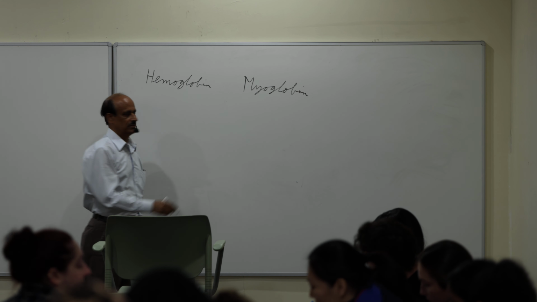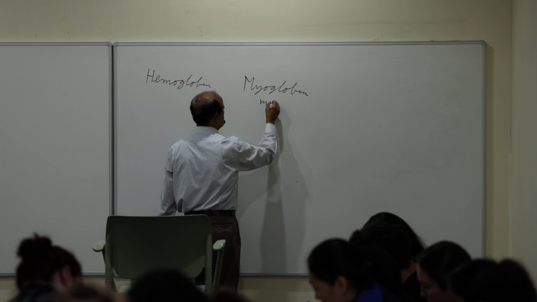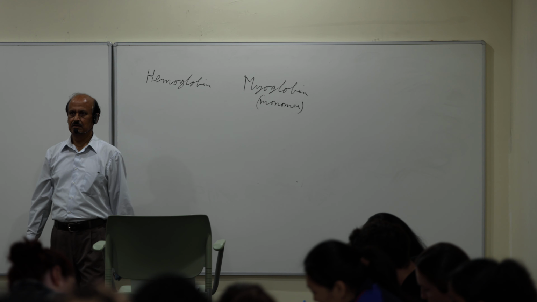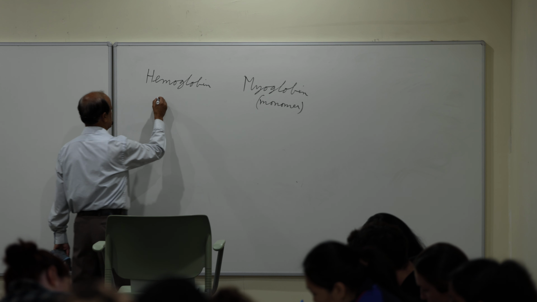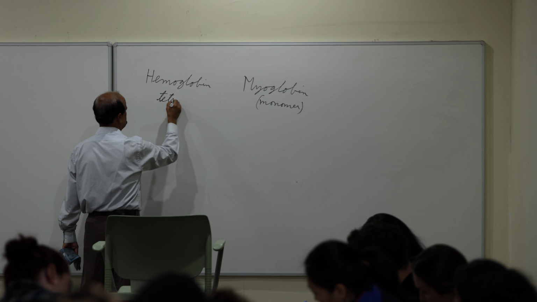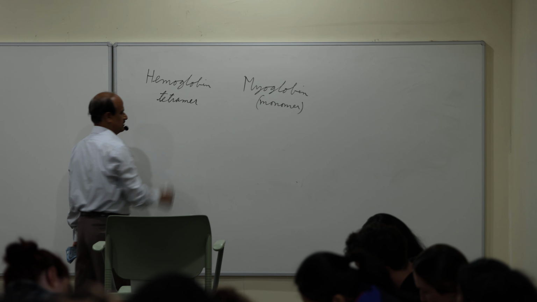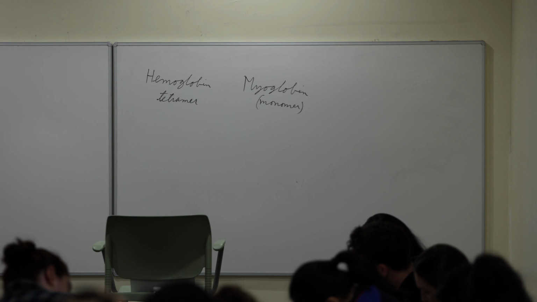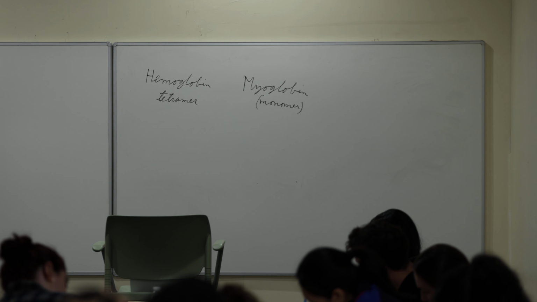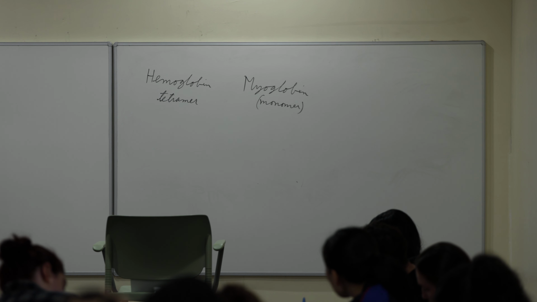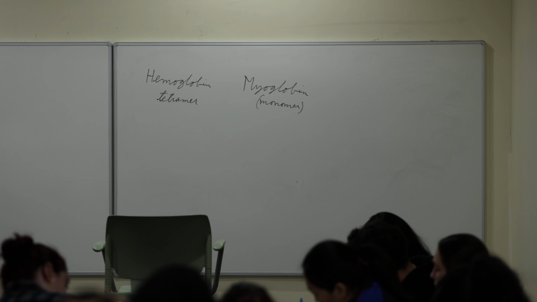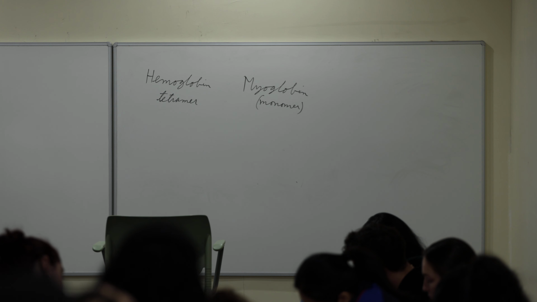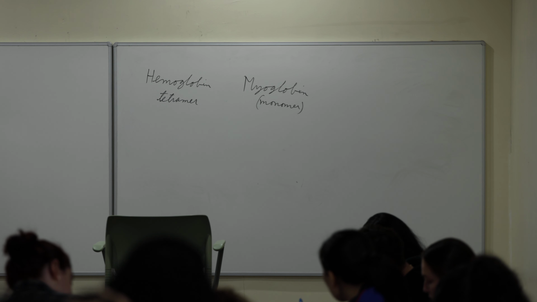So myoglobin is a monomer. That means it has only one subunit, and hemoglobin is a tetramer. That means it has 4 subunits. All the 4 subunits are not exactly the same, but they are very much similar. They are actually called 2 alphas and 2 beta subunits. But the alpha and beta are also very similar. So let's consider them as 4 subunits of similar kind.